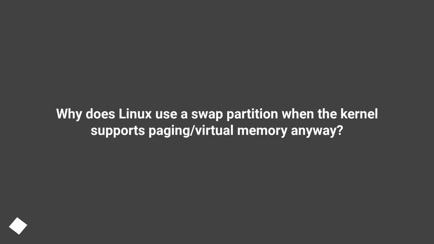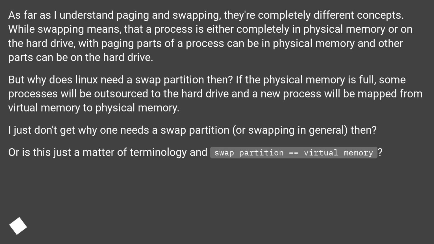Why does Linux use a swap partition when the kernel supports paging/virtual memory anyway? As far as I understand paging and swapping, they're completely different concepts. While swapping means that a process is either completely in physical memory or on a hard drive, with paging parts of a process can be in physical memory and other parts can be on a hard drive. But why does Linux need a swap partition then?